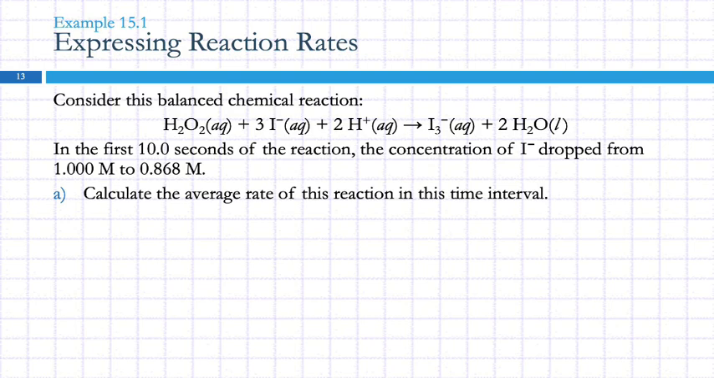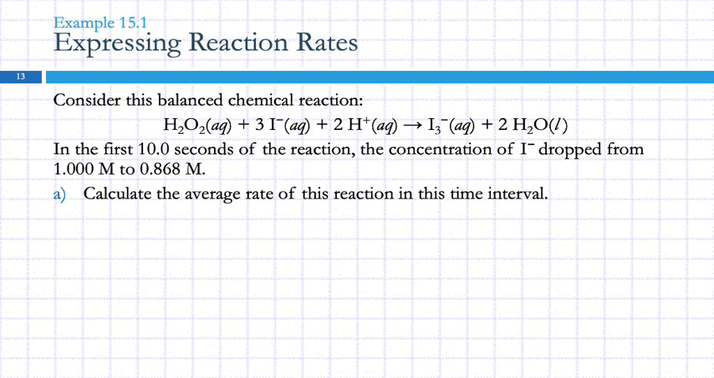Okay, so here's our first example. Consider this balanced chemical equation. We've got 3 reactants here and 2 products being formed. In the first 10 seconds of the reaction, the concentration of I minus dropped from 1 molar to 0.868 molar. Cool. Calculate the average rate of this reaction in this time interval. So, what's the time interval? The first 10 seconds. Well, it started at 0 and ended at 10, right?